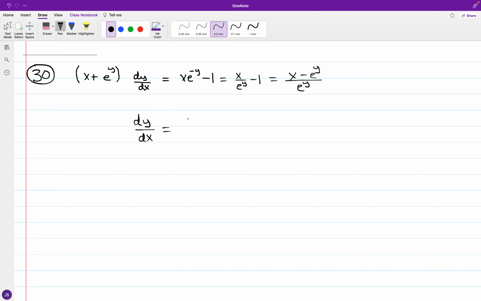So we're going to have in the rewrite x minus e to the y all over e to the y times the quantity of x plus e to the y. And just for the v substitution, I'm going to let v be equal to x plus e to the y.